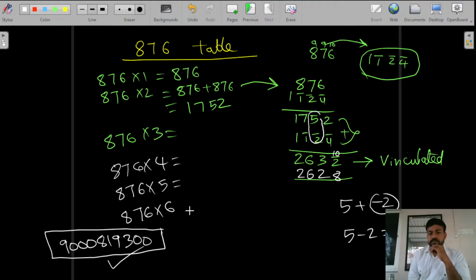So that's it for today. You have learned very important things: devinculation, and making tables using vinculation and devinculation. Okay, so complete this till tens, 876 tens, and one thing: complete it and send a pic to this WhatsApp number. I will wait for your pic.